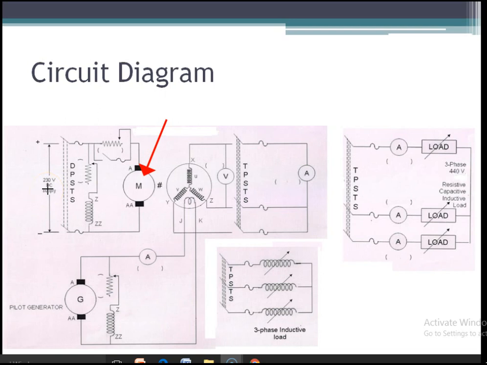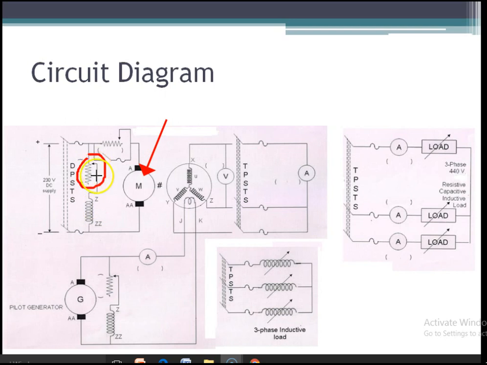Here, what you have to do is check the connections and make sure the rated voltage is given to the motor. If the motor runs at a speed lower than the rated speed, or the synchronous speed of this alternator, you have to increase the speed of the motor using the field resistance here.